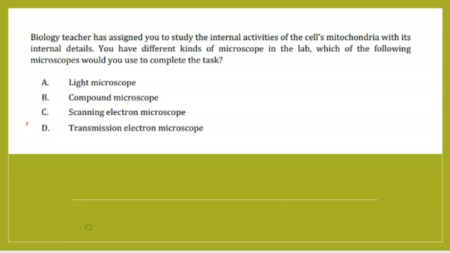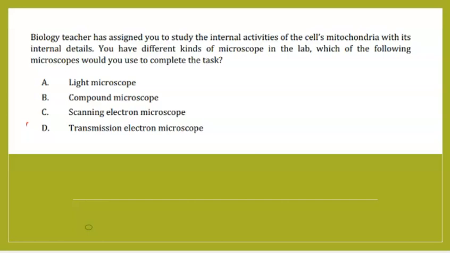So here they say a biology teacher has assigned you to study the internal activities of the cell's mitochondria. Remember, they are talking about the internal details, not the surface details, okay? They said you have different microscopes in the lab. Which one will you go for?